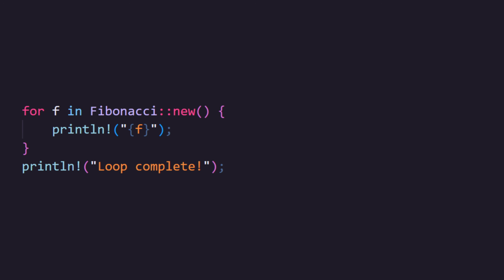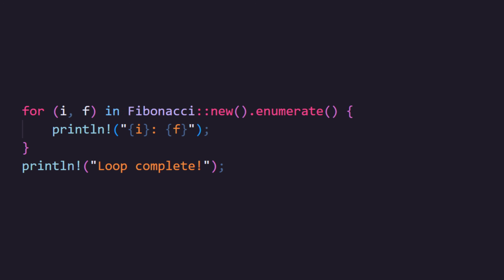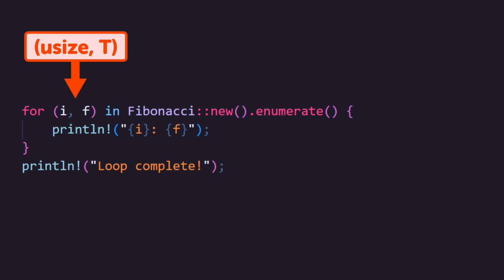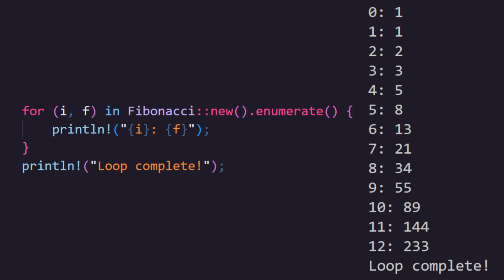Iterators are designed to be chained. Those 75 provided methods I mentioned earlier allow you to do some exceptional tricks. For example, a list of Fibonacci numbers might be more useful if we knew what number in the sequence we're on. We can chain a method called enumerate, which will take the old iterator and give us a new one where each next now returns a tuple of (usize, T), where the T is the original item and the usize is the position.